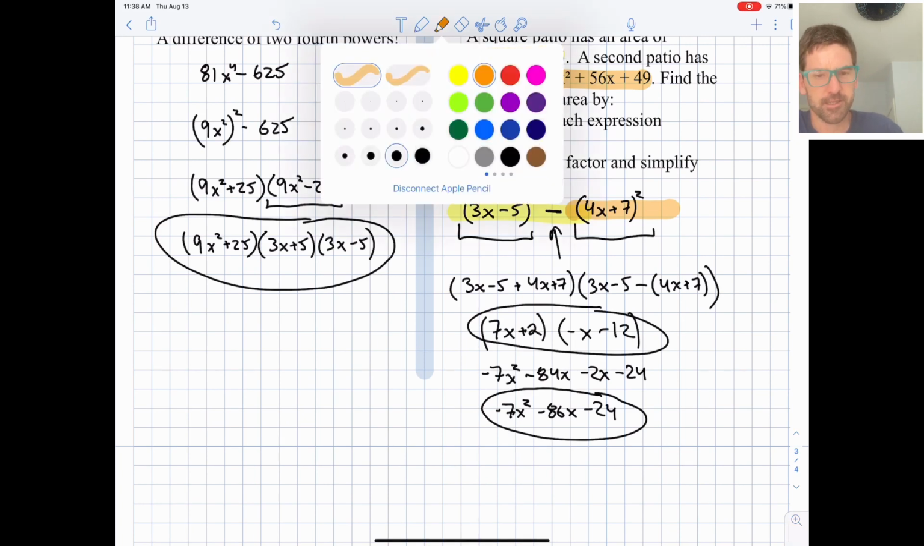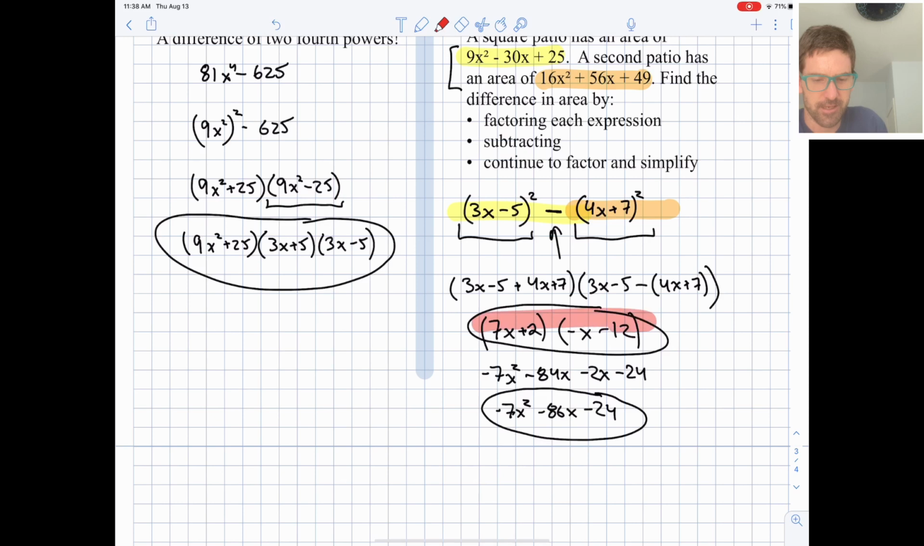So I'm going to consider my final answer to be this one because I thought that was a nice fully factored form of representing the difference in area of those two patios. All right, that's a good place to stop right there.